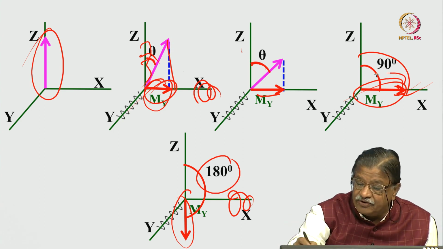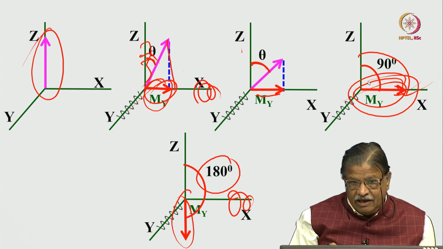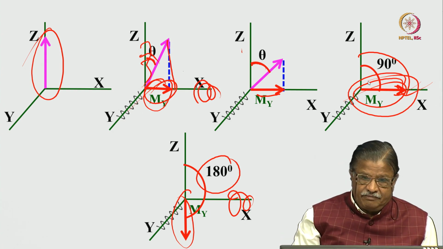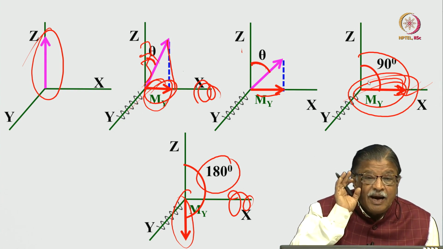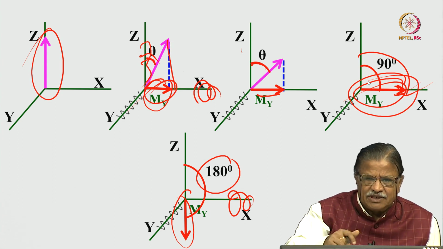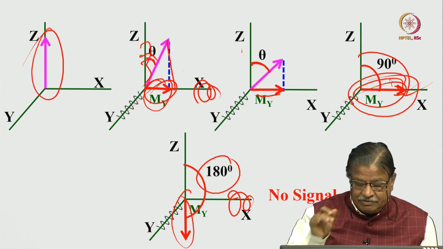Maximum signal you are going to see is only when you apply a 90-degree pulse. When you apply a 180-degree pulse, you will not see any signal in NMR. Please understand, the 90-degree pulse gives you maximum magnetization, the maximum perturbation you can do for the spin system, where we are going to collect maximum signal.